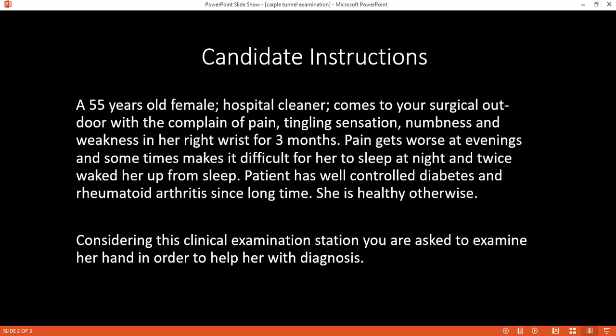So my top differential diagnosis is carpal tunnel syndrome, but I will also consider cervical disc problem or diabetic neuropathy, as the patient is diabetic. This is my case. Okay. Can you please tell me what is your provisional diagnosis? Carpal tunnel syndrome with median nerve entrapment.